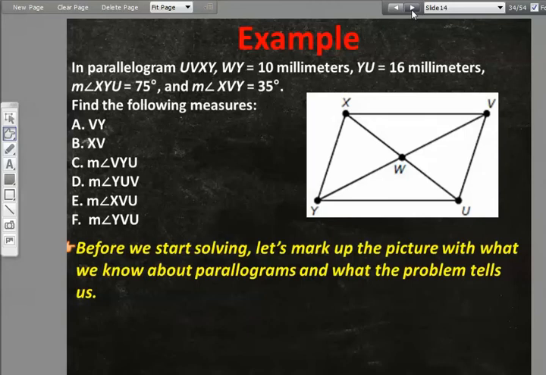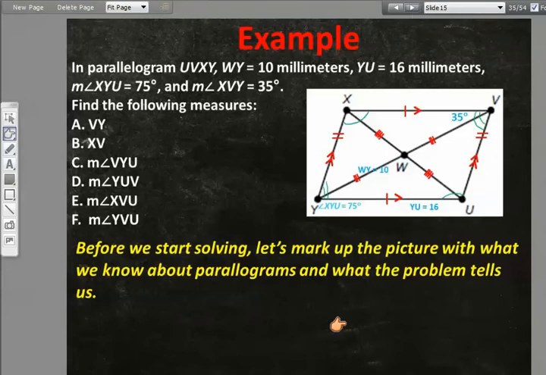So look what I did here. Bam! It's a colorful parallelogram now. Remember, opposite sides are parallel, opposite sides are congruent. See how I marked them all? Congruent, congruent. Alright, opposite angles are congruent. See how I mark those?